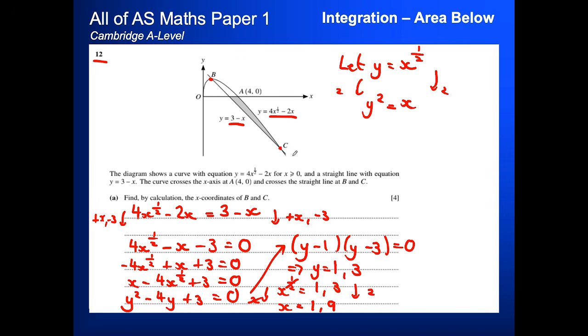So this helps us work out that this is going to be 9 something. We're going to work out something a bit later on. And then the b here is going to be 1 something, which we could work out by substituting into the straight line. So our two final answers here, x equals to 1 and x is equal to 9.